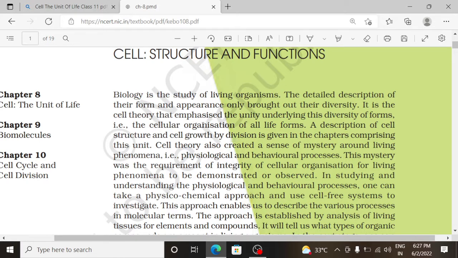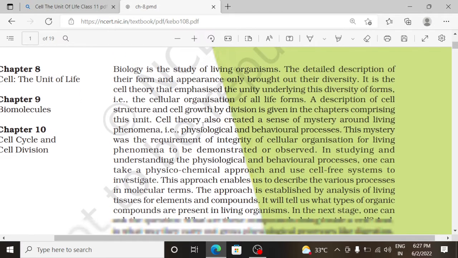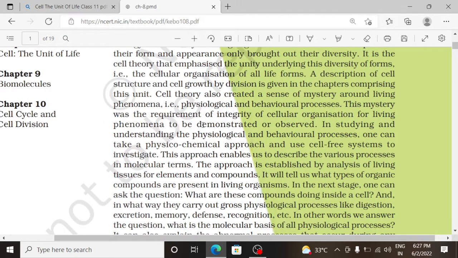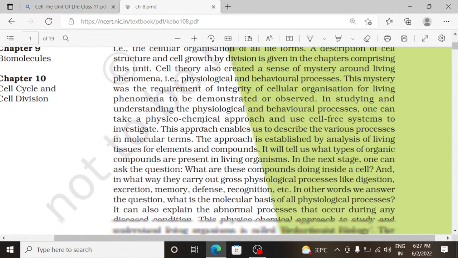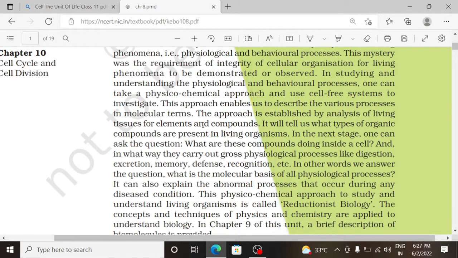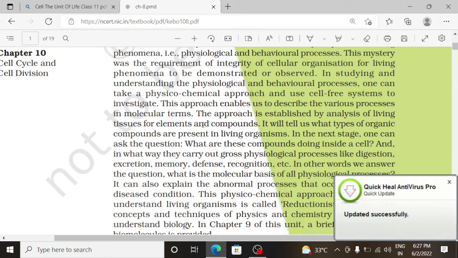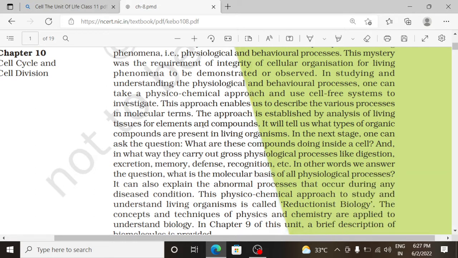Cell theory also created a sense of mystery around living phenomenon, that is physiological and behavioral processes. This mystery was the requirement of integrity of cellular organization for living phenomena to be demonstrated or observed. In studying and understanding the physiological and behavioral processes, one can take a physico-chemical approach and use cell-free systems to investigate. This approach enables us to describe the various processes in molecular terms.